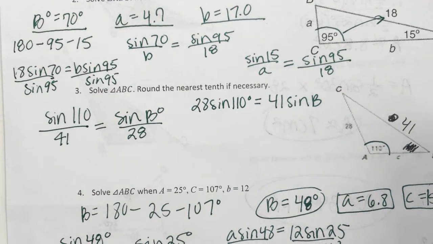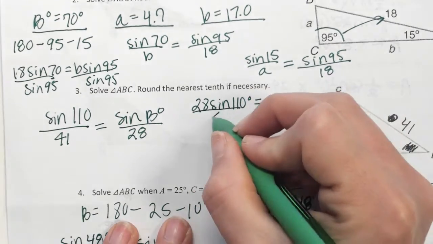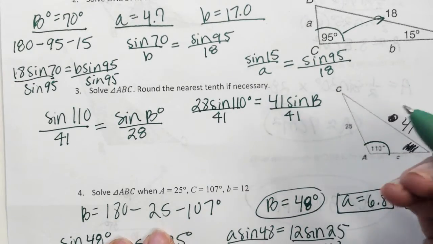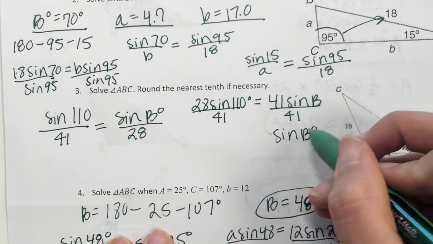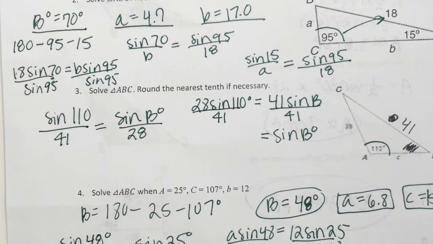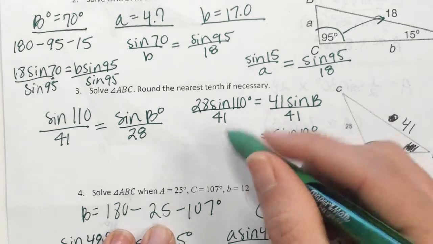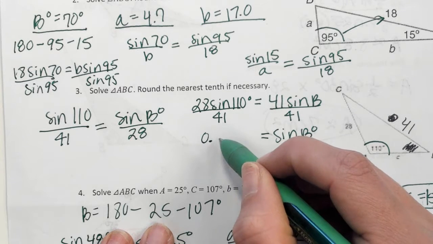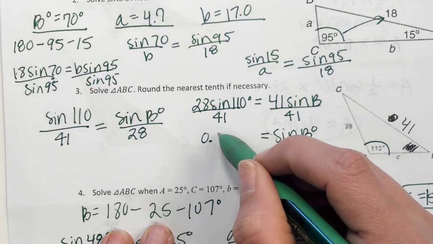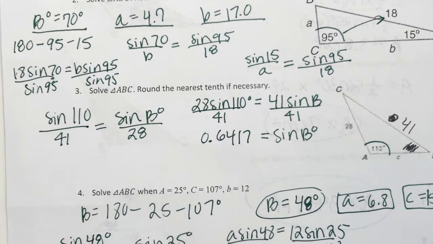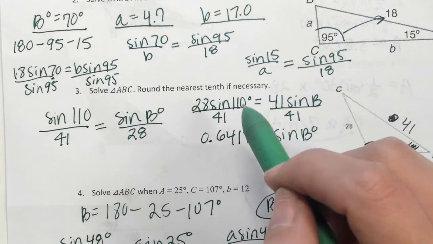Which letter are we solving for? B. We can get rid of what here? The 41. Yes. So on this side we'll just have sine B degrees. On this side, go ahead and calculate that in your calculator: 28 sine 110, and tell me what you get, and let's round to 4 places after the decimal. Good. Did everybody get that when you divided 28 sine 110 over 41?